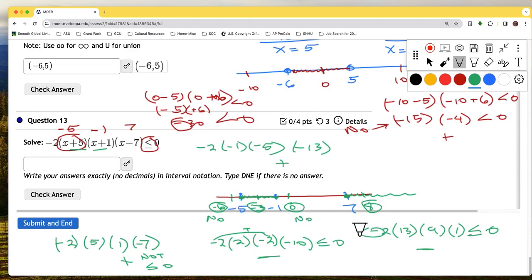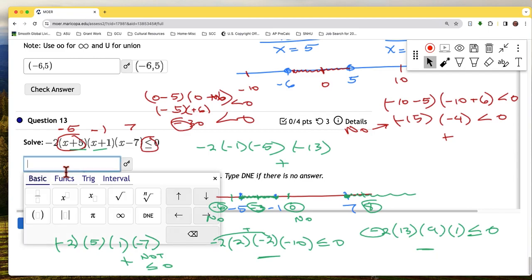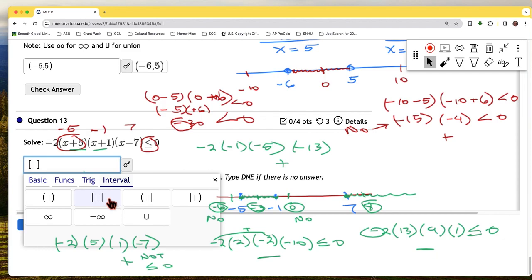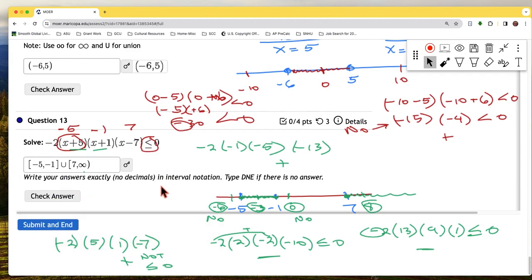So we've got these two regions, and all we need to do is put in here our interval, which is listed on our number line. So we have a bracket. We go from -5 to -1, and then we union, and this will be a one-sided bracket, because when we go to infinity, we have a parenthesis. Then we jump to 7 to positive infinity. Okay, we check on that. Oh, we look like we did good.